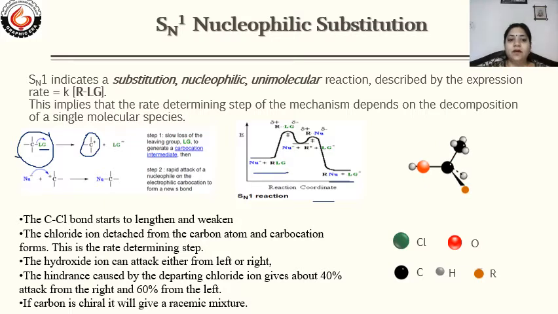Then the leaving group detaches from the carbon atom and a carbocation is formed. In the next step, the nucleophile, if we consider hydroxide ion as an example, attacks the carbocation and a final product is formed where the OH group replaces the leaving group. That was the Cl in our example.